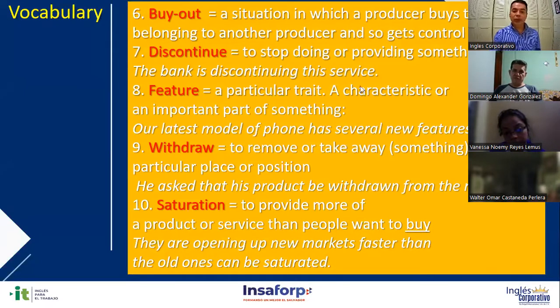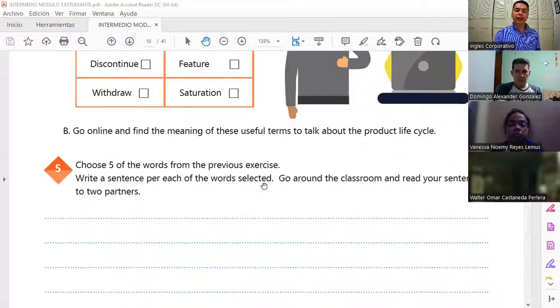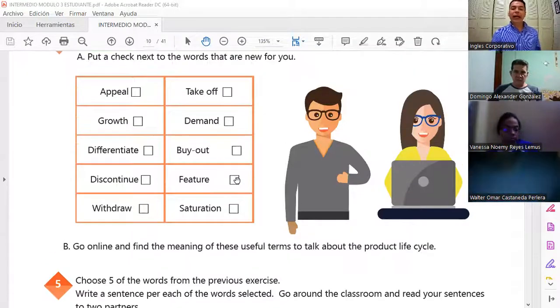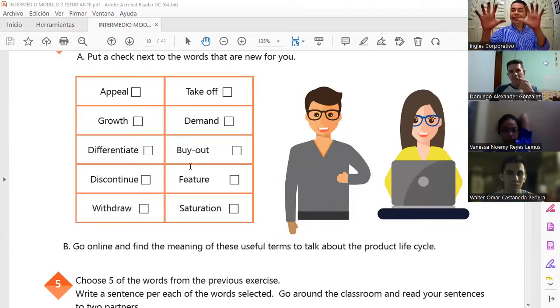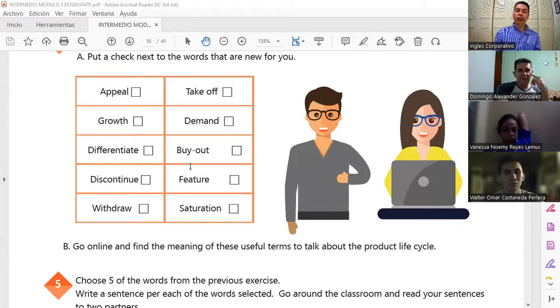Good. Now it's time to work. Listen. Here, according to the manual, you have to create 5 sentences. Choose 5 of the words from the previous exercise and write a sentence for each of the words selected, right? So please, in this moment, I need you to take your notebook and you are going to write 5 sentences, right? Using 5 of these words. Look, here we have 10 words. So you are going to use only 5 of these words, right?